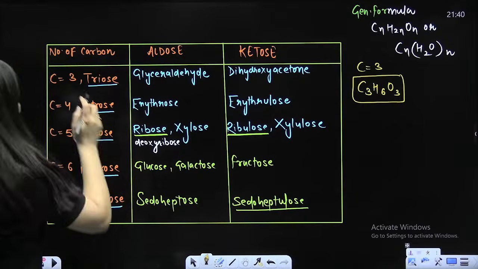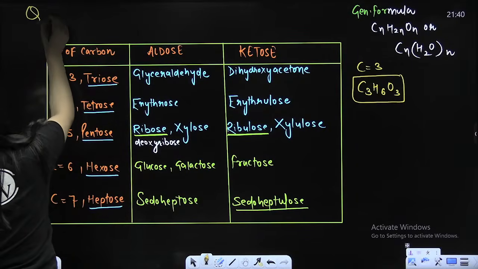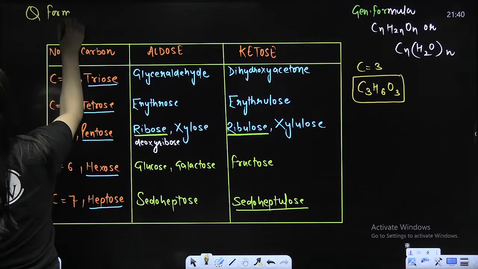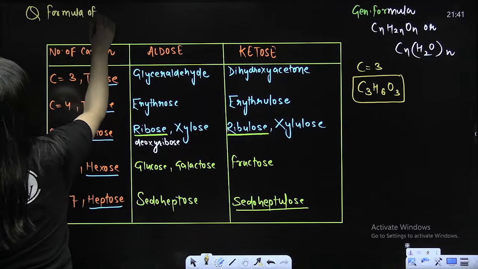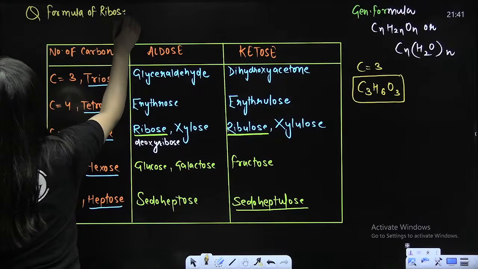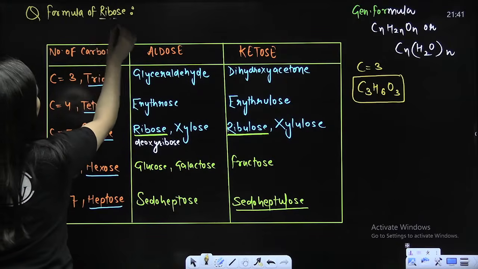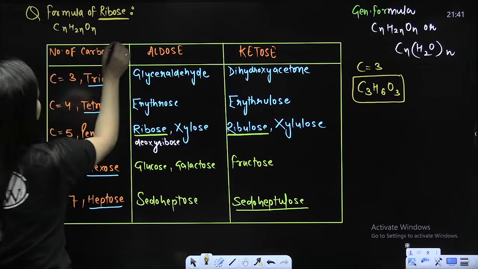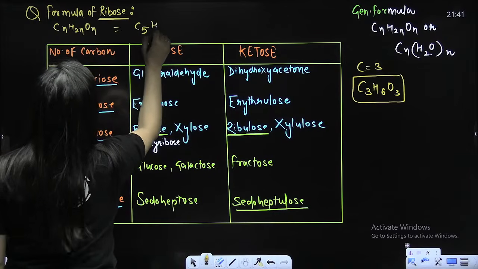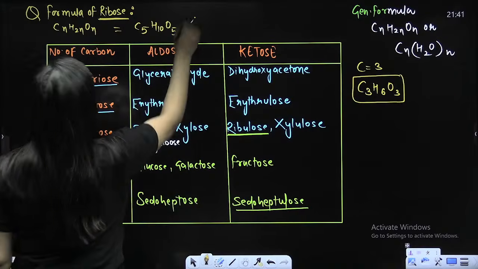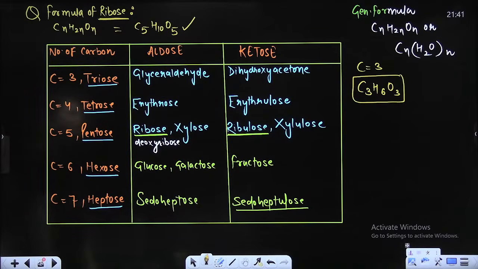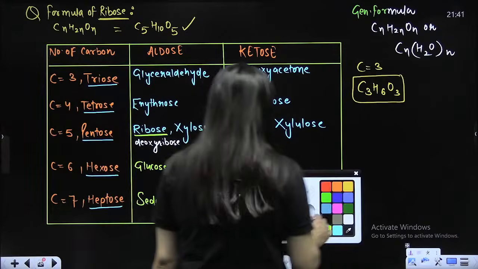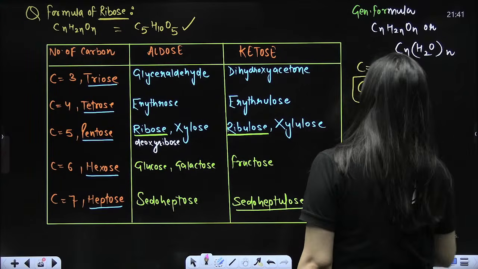Just for an example, let's suppose they have given you the question, formula of ribose. Now, if you do not remember the formula of ribose, what will you do? You know that it's a pentose. So pentose means it has 5 carbons. N is 5 here. So you can simply put that. So that is going to be the formula, yes or no? So this is how you can even figure out the formula.